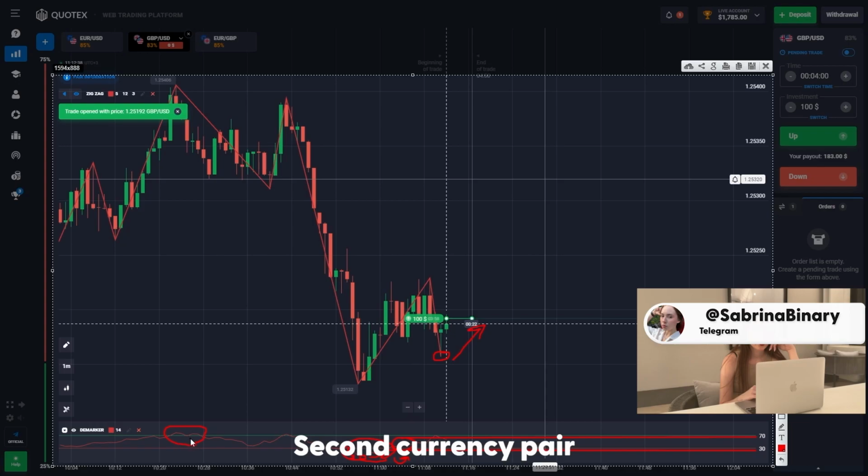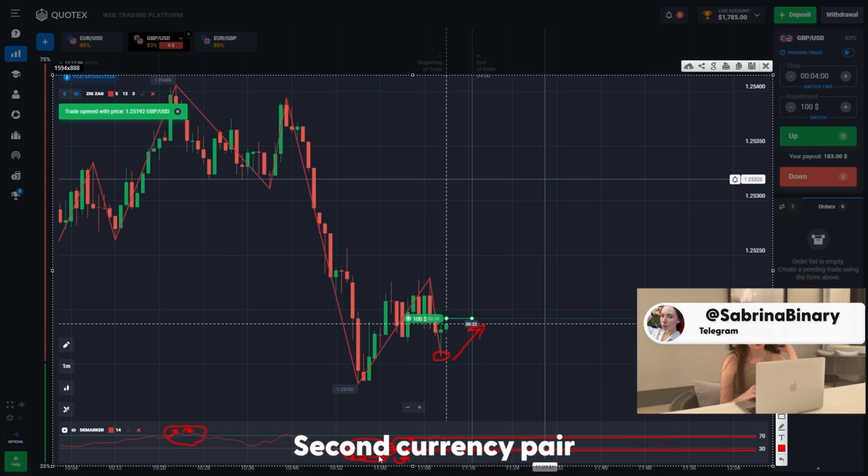Absolutely, it also works in the opposite situation. For example, as in this case, the indicator broke through the overbought area, and there was immediately a small price pullback, and then it immediately returned.